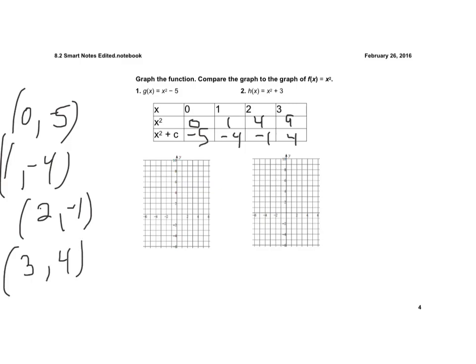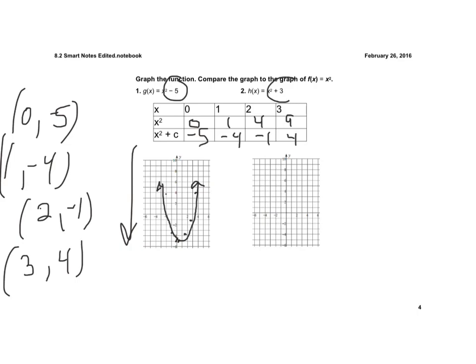Again, I wish my graphs were a little bigger here, but I have (0, -5), then (1, -4), then (2, -1), and (3, 4). Then I pick the points that are symmetric to them on the other side, and I make my graph. Notice how the minus 5 shifts my graph down 5 units.